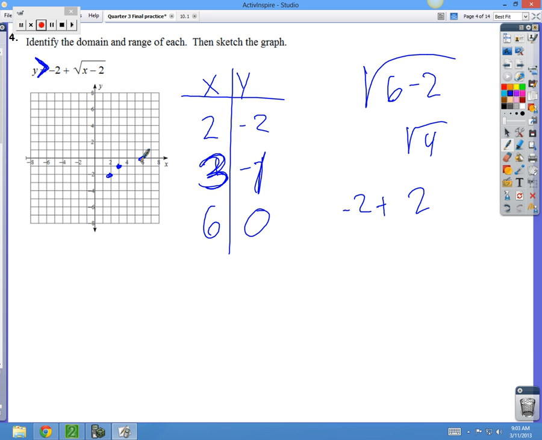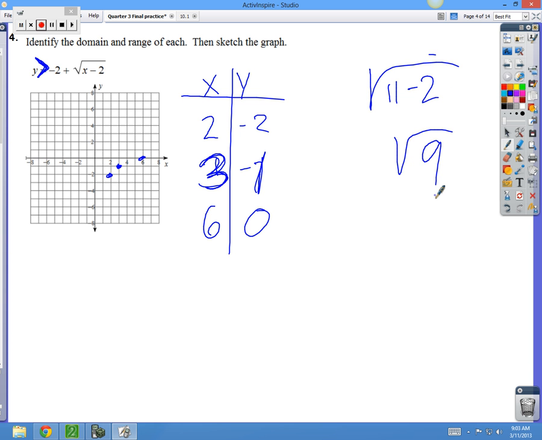Last point I'm going to check for. What are you going to plug in next? 11? If you plug in 11, you have to take away 2. 11 take away 2, that is a perfect square. What's the square root of 9? 3, and then you have to add a negative 2. What's 3 add negative 2? So if I plug in an 11, it gives me a 1. 11 does not quite fit, so you gotta come off.